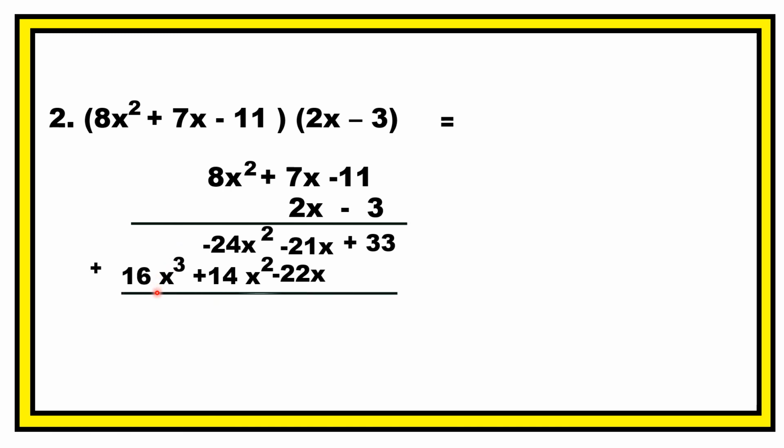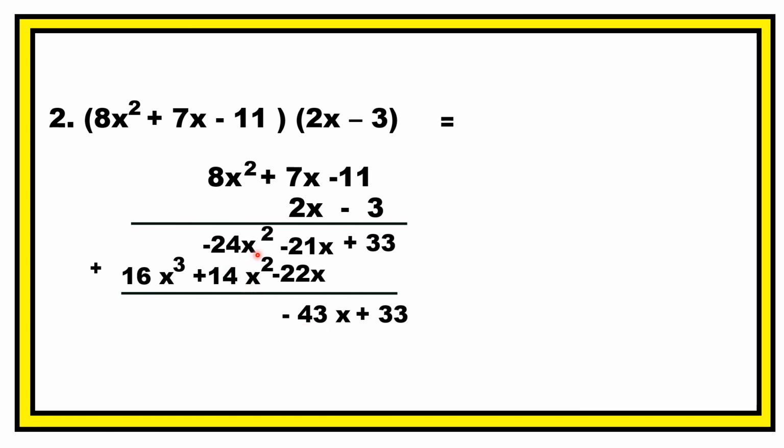So this time, i-add na natin. Bring down natin yung positive 33. Then negative 21x plus negative 22x is equal to negative 43x. So, again, hindi mo kailangan i-add yung kanyang exponent kasi addition ito. Okay? So, ang gagawin lang, pag addition, ikakopy lang natin yung literal coefficient.